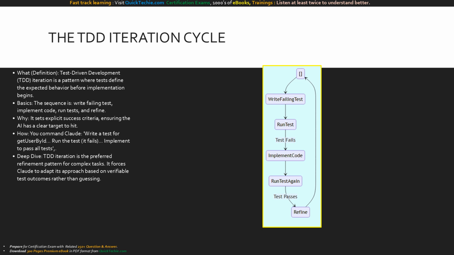This state diagram perfectly illustrates the TDD iteration loop with Claude. We start by writing a failing test. We run the test to confirm it fails, establishing our baseline. This failure triggers the implementation phase. We run the tests again, and once they pass, we transition into the refinement phase to optimize the code. This closed loop guarantees verifiable progress.